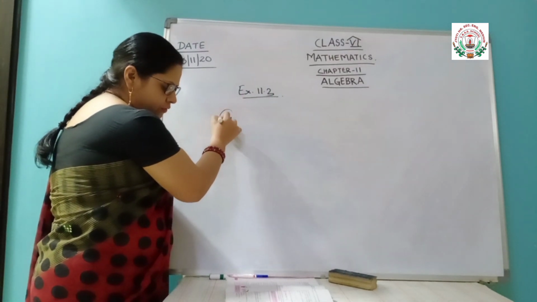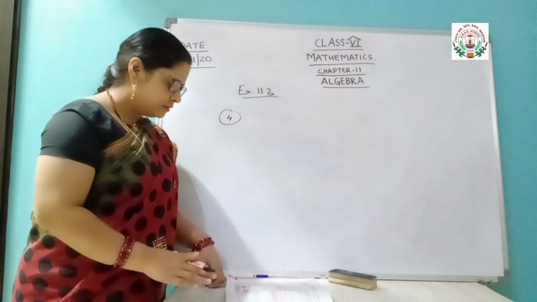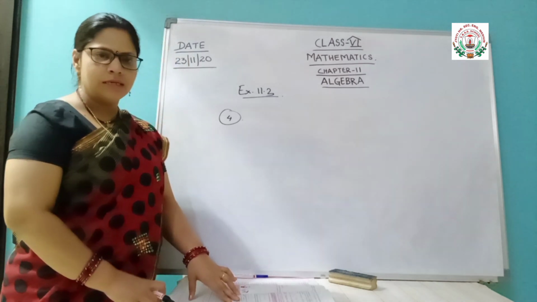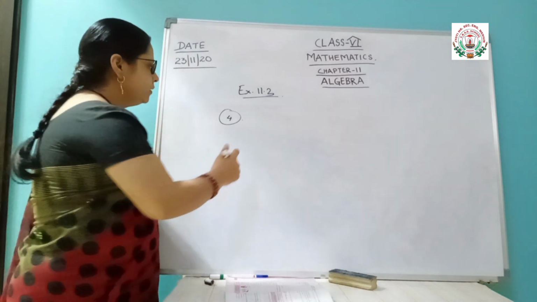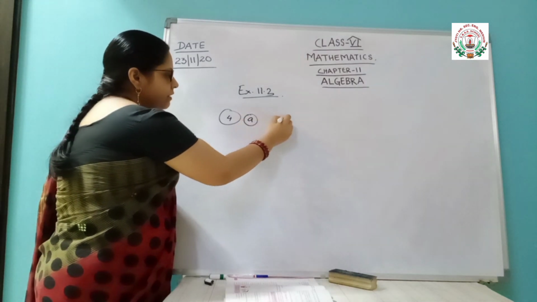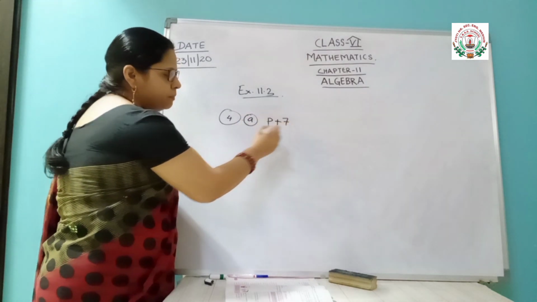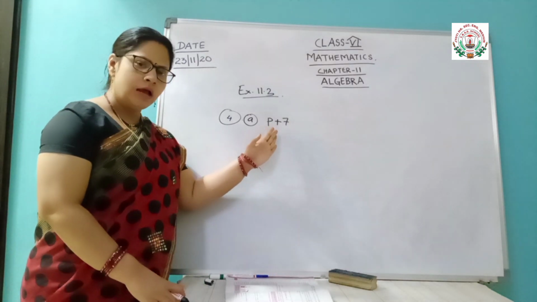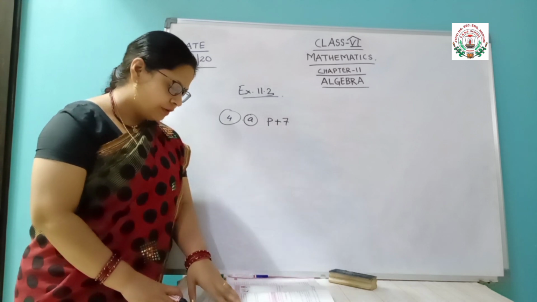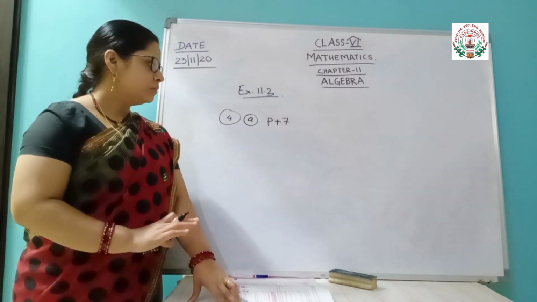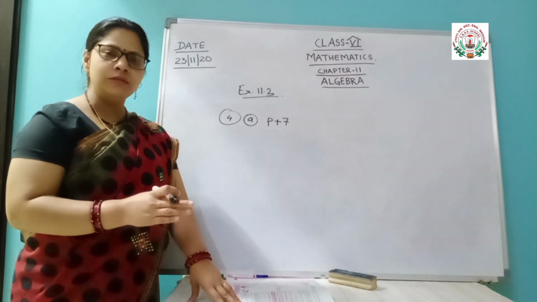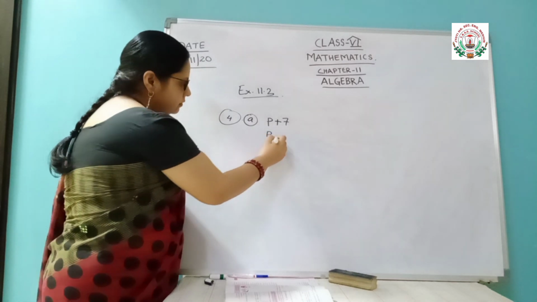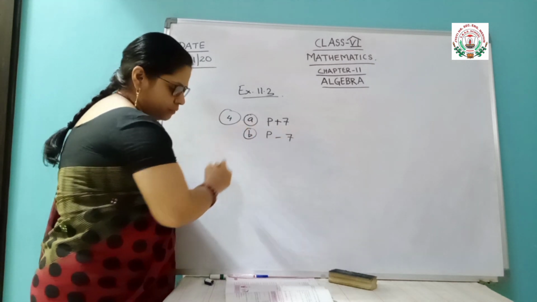So, coming to the fourth question. Rest, just you read and try to understand. 7 added to P. 7 added to P means 7 is added to P. P plus 7. Just you have to write along with the alphabets and operations also. 7 subtracted from. From means "from that", so P will come first and then 7 will come at the second position.